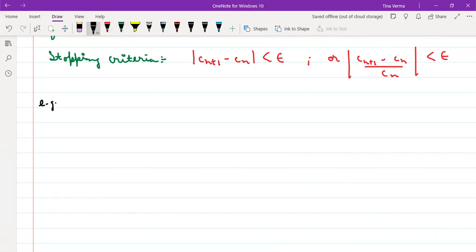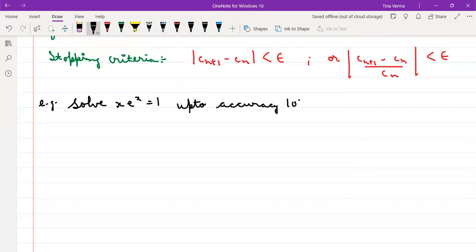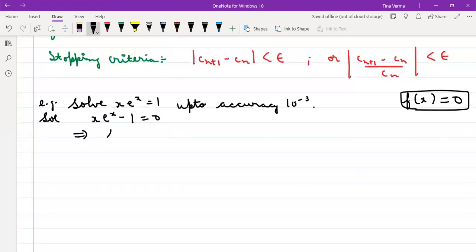So the example is, suppose you have to solve the same question x e^x is equal to 1 up to accuracy 10 raised to the power minus 3, right? So we have to solve this equation. Whenever we have to solve any equation, we should have f of x is equal to 0. Here my f of x is equal to 1. So to reform it, this will be x e^x minus 1 equal to 0, which implies now my function becomes x e^x minus 1.